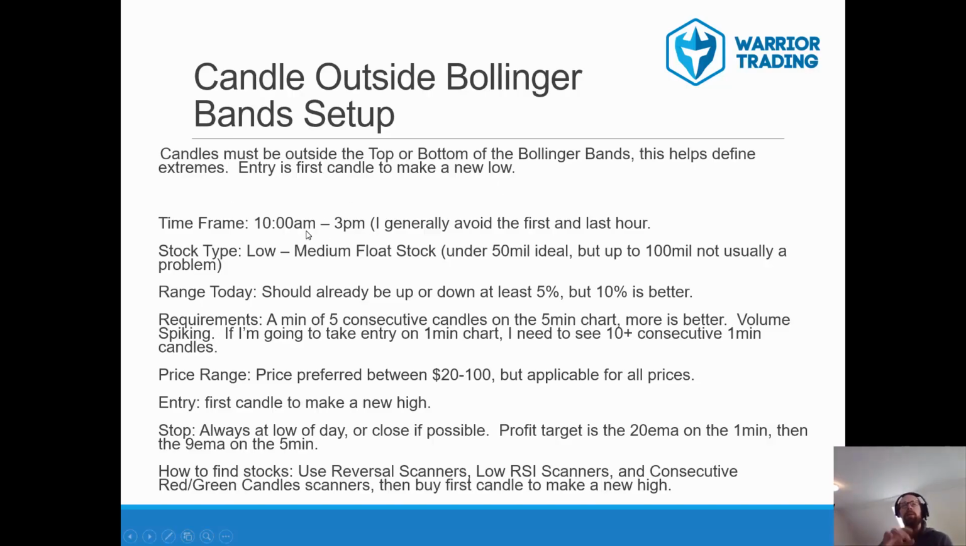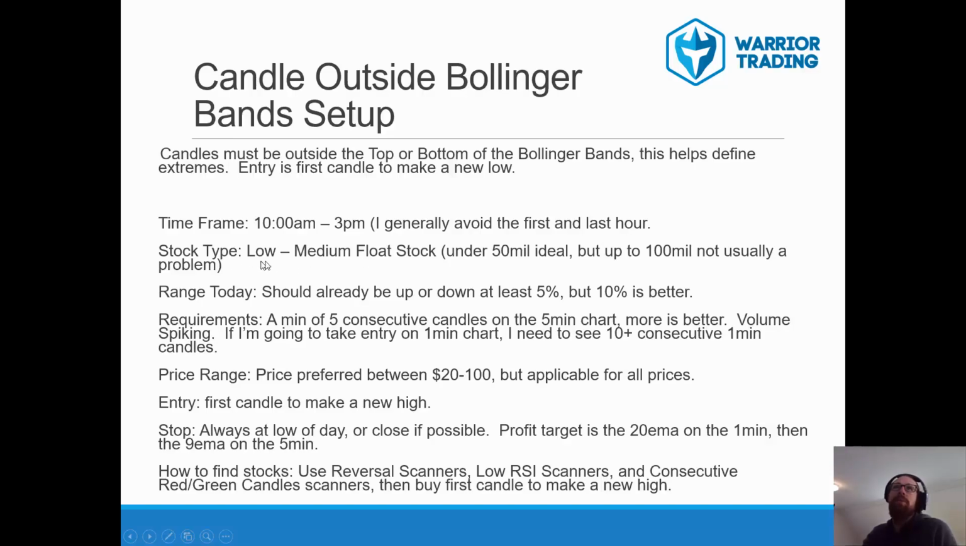to 3 p.m. The reason I wouldn't trade this before 10 a.m. is that you only have 25-minute candles that form each hour. So if we want to see at least 10 consecutive 5-minute candles, that's going to take from 9:30 to 10 a.m. to form. So although maybe you could take a trade at like 9:50 or 9:55, usually after 10 a.m. is better. So 10 a.m. to 3 p.m. I generally avoid the first half hour and then the last half hour, the last hour.